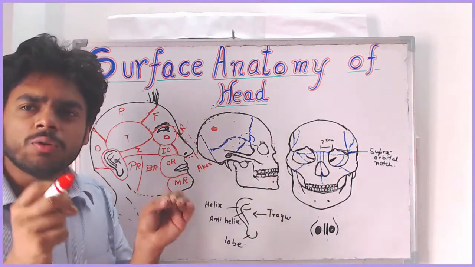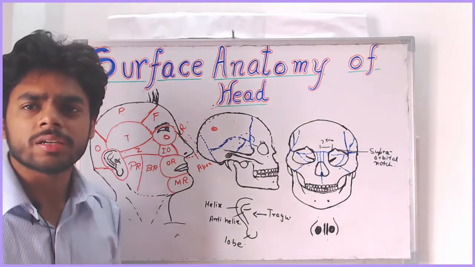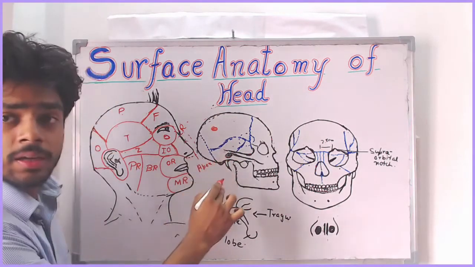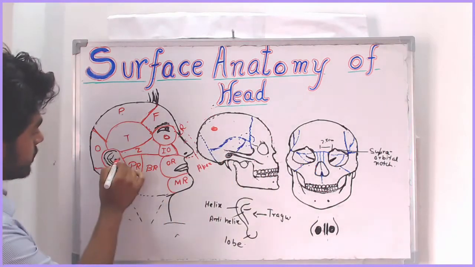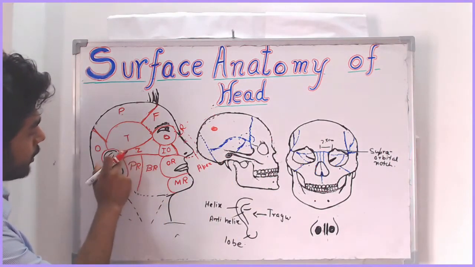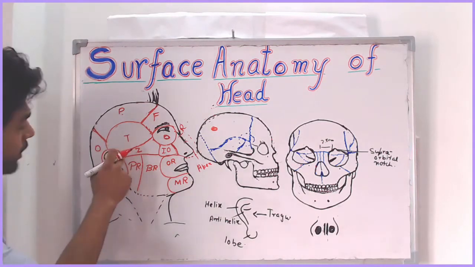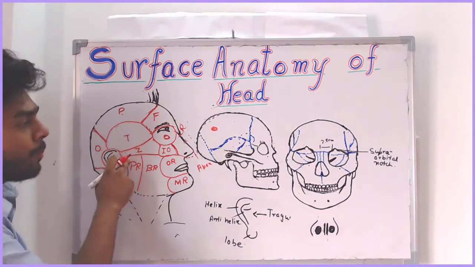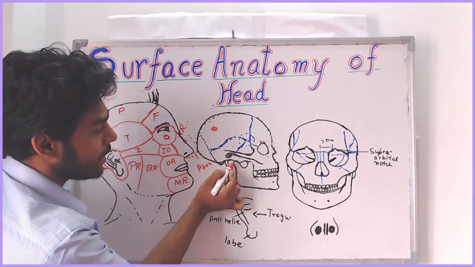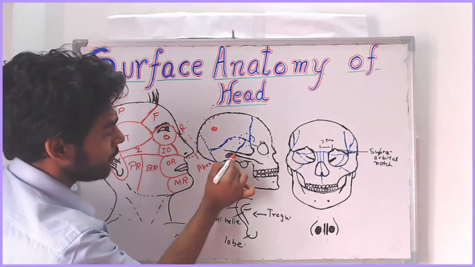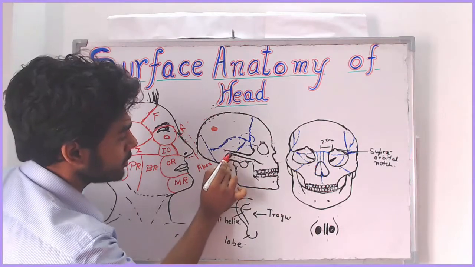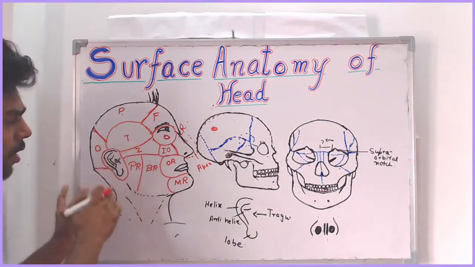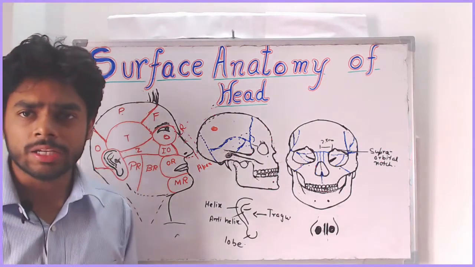And inferior to the zygomatic arch and just anterior to the tragus, this is the tragus, here you can palpate the temporomandibular joint. That is inferior to this zygomatic arch and anterior to the acoustic meatus. Okay, so here we got the idea about the zygomatic region.